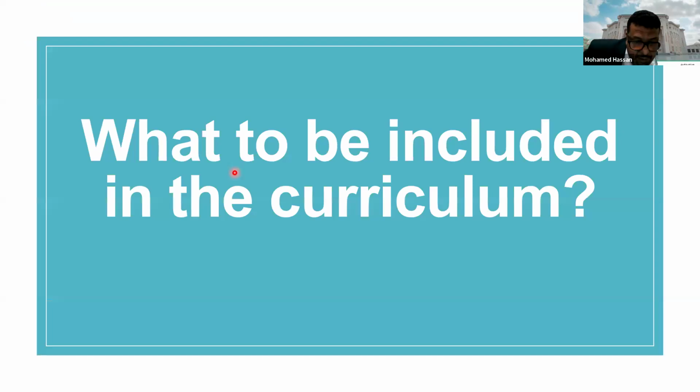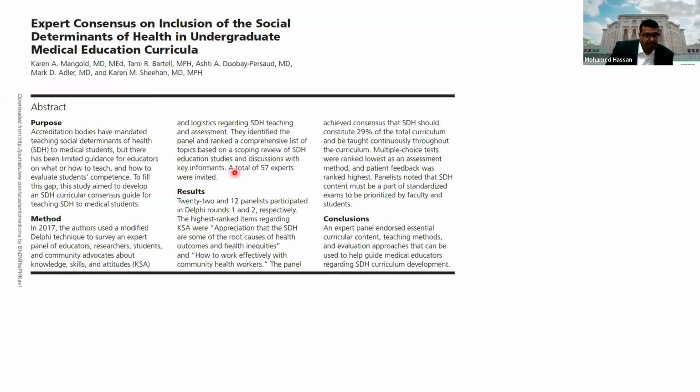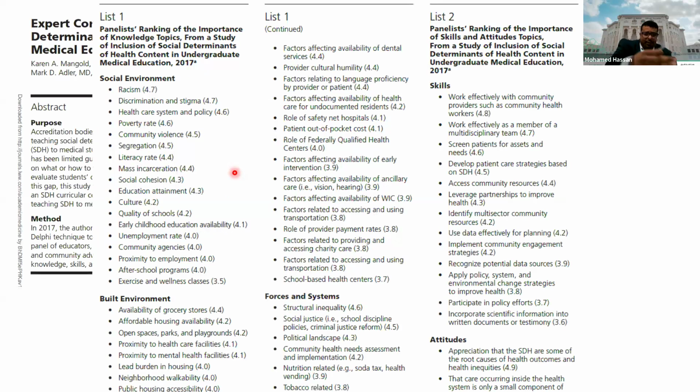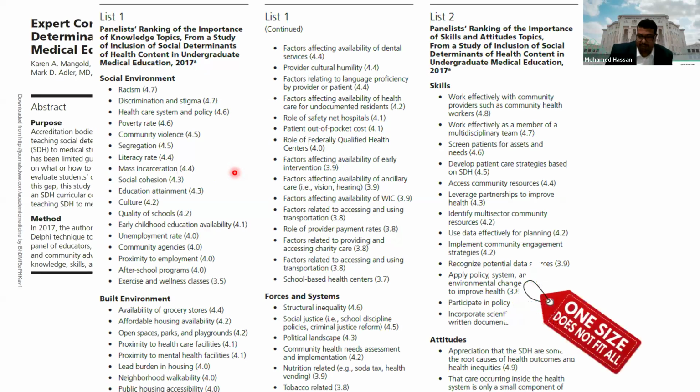The important question here: what is to be included in the curriculum from the social determinants of health? There are some studies in which the researchers try to establish consensus on inclusion of the social determinants of health in the undergraduate curriculum, like this study, and they came up with a list of topics that need to be addressed in the curriculum. The key message here is that one size does not fit all.